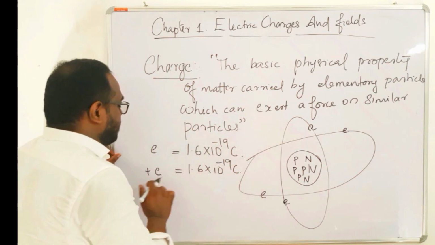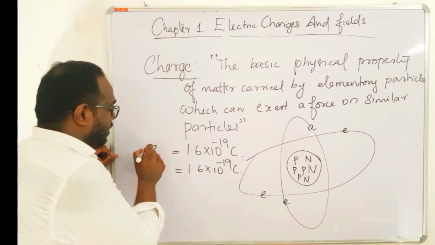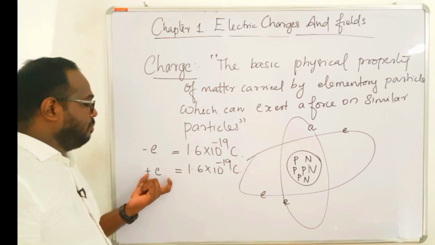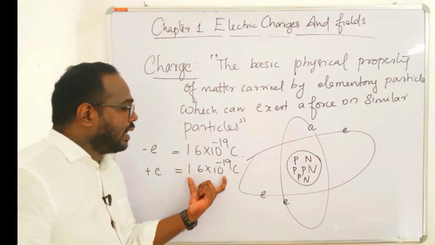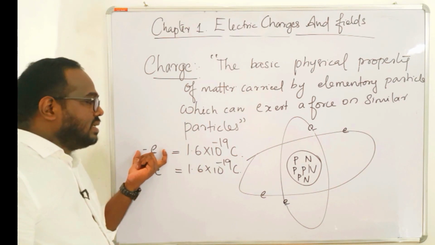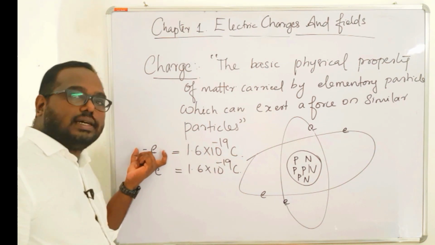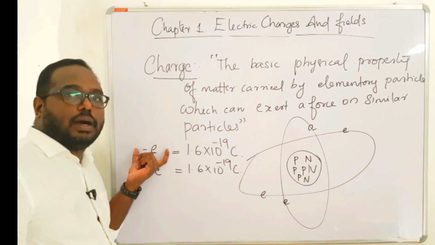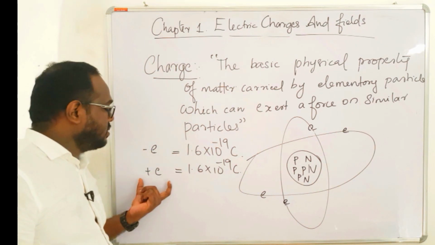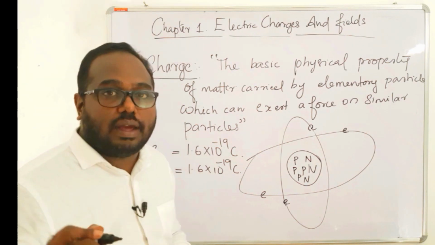Okay, as a unit of charge, this electron is a negative charge. So we represent it like this. If plus e is written, this is the magnitude, and if minus e is written, this is the magnitude. Understand that minus charge is electron and positive charge is proton. Conventionally, we have taken that.